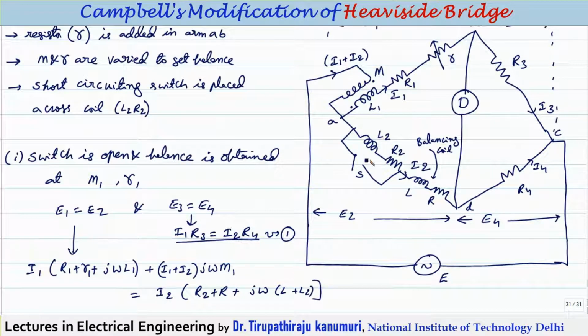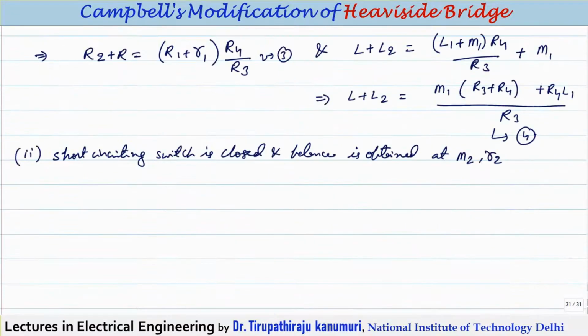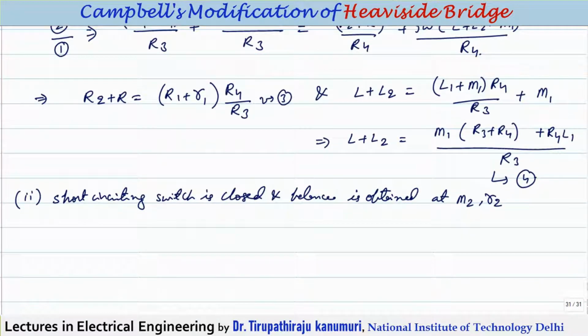This L2 and M2 are short circuited. In this case no need to derive the entire equations again. Whatever equation we got, because this switch is closed, we can take that L2 is equal to R2 is equal to 0. So just replace L2 and R2 with 0 in equation number 3 and 4. So R2 will be equal to 0.